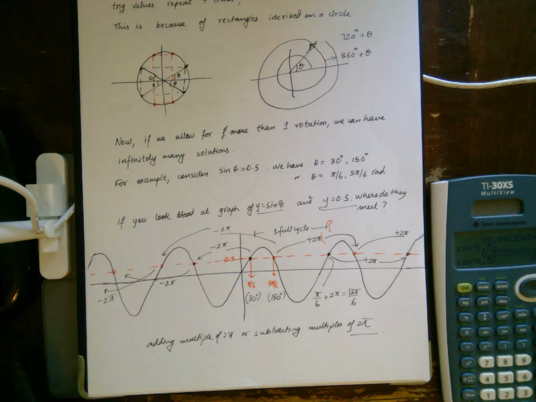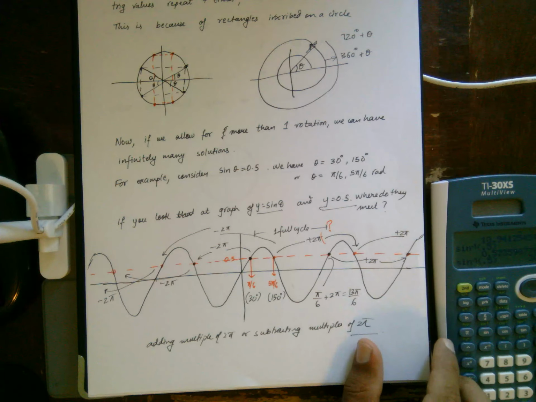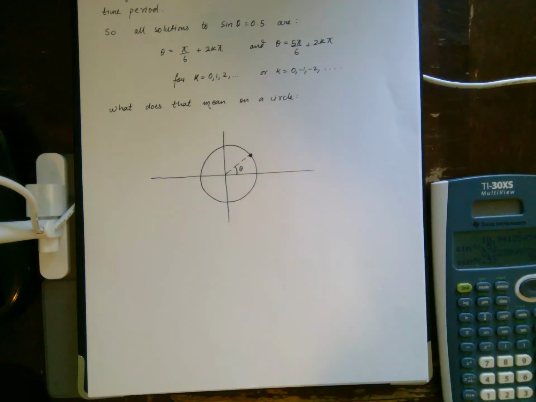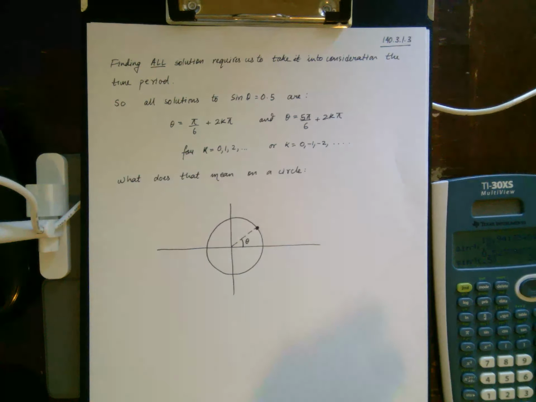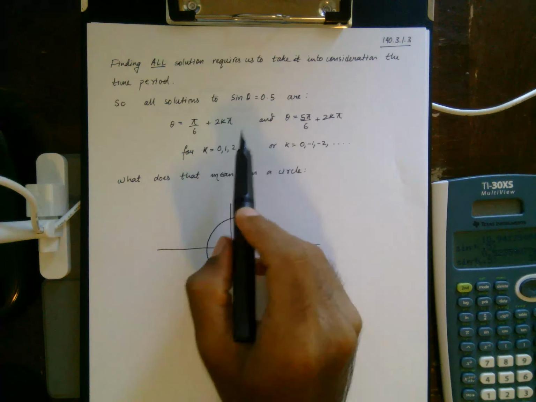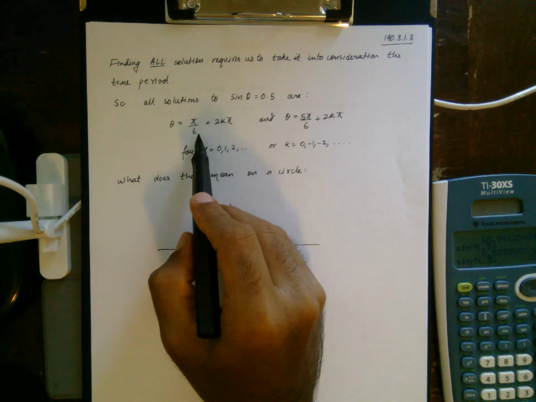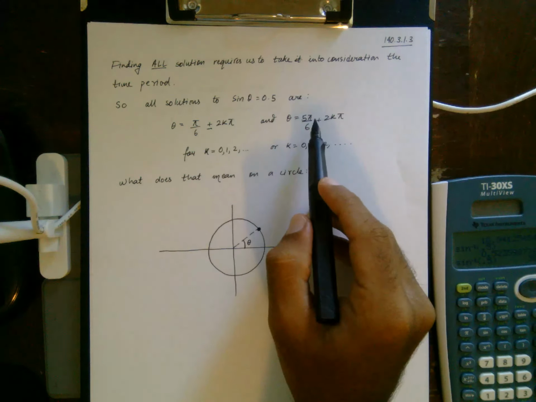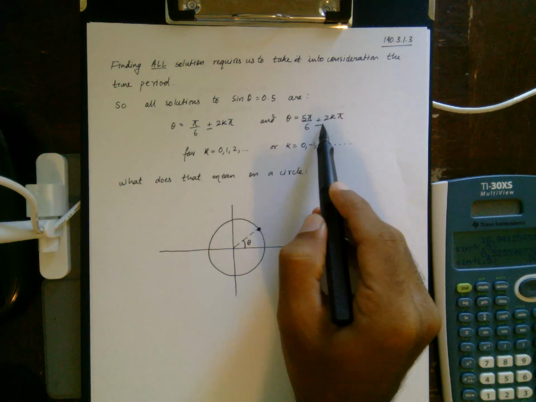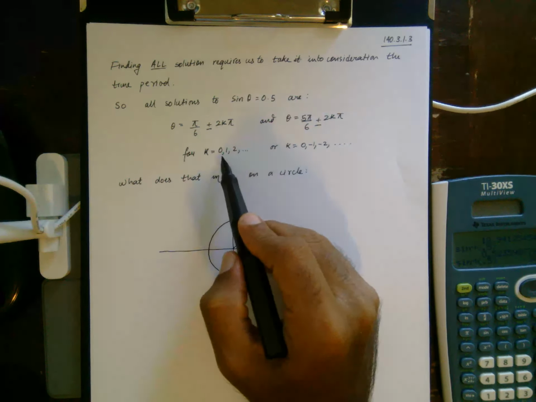And that would give me all the possible solutions, which there are infinitely many of. Now, how do we write that? 2 pi, recall, is also the time period. So the way we write that is that we say the solutions are pi over 6 plus or minus 2k pi and 5 pi over 6 plus or minus 2k pi, where k can be different multiples.